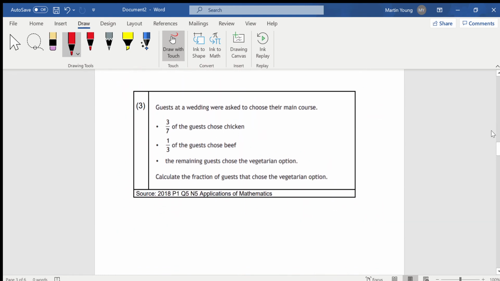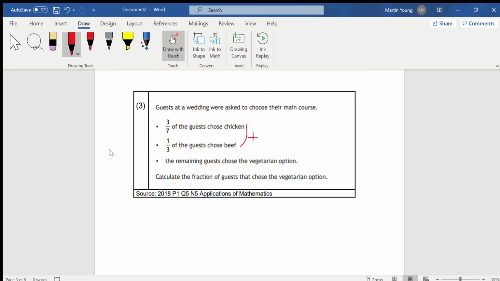Guests at a wedding were asked to choose their main course. 3/7 of the guests chose chicken, 1/3 of the guests chose beef, and the remaining guests chose the vegetarian option. Calculate the fraction of guests that chose the vegetarian option. So again, I'm going to add up these two, and then I'm going to take away from 1, because one whole would be the total amount. To work out what fraction is left, subtract from 1.